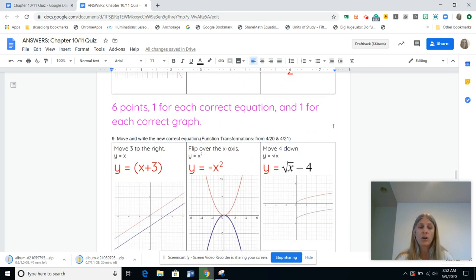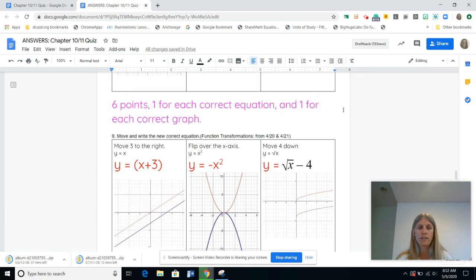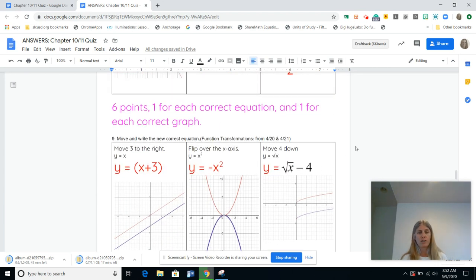Okay, now we worked on changing and function transformation. So this is worth 6 points, 1 for each correct equation and 1 for each correct graph. So for problem number 9 here, it says to move 3 to the right. When we're moving to the right or the left, we put parentheses around and keep it within the x. So we have the equation y equals parentheses x plus 3. And that's going to go ahead and move our item to the right.